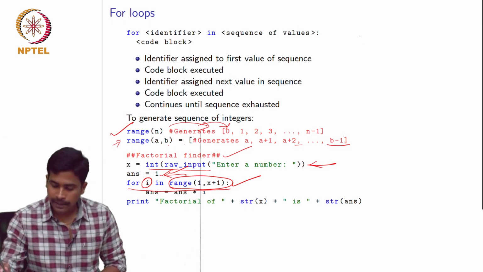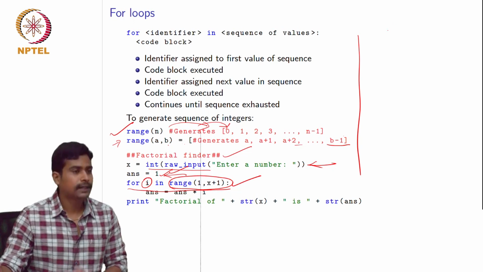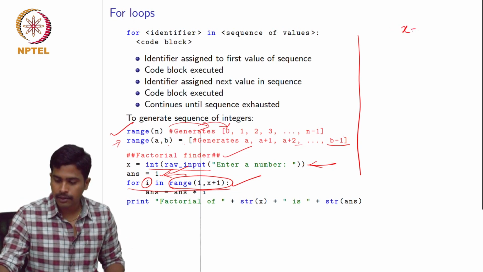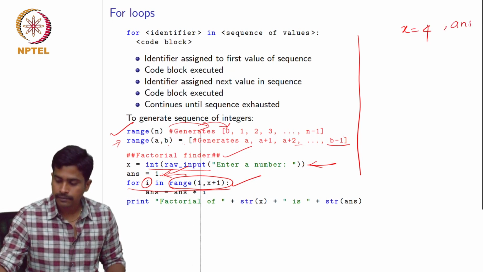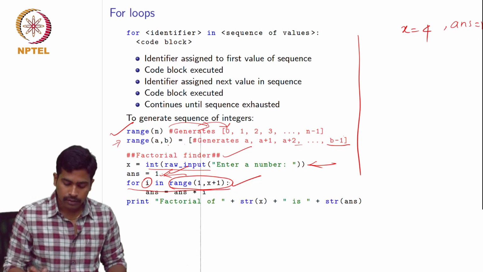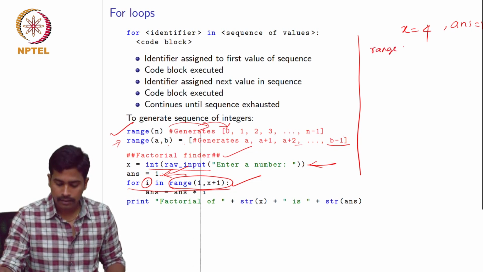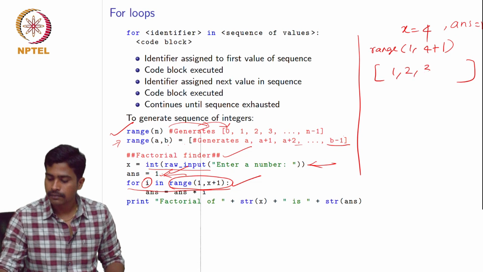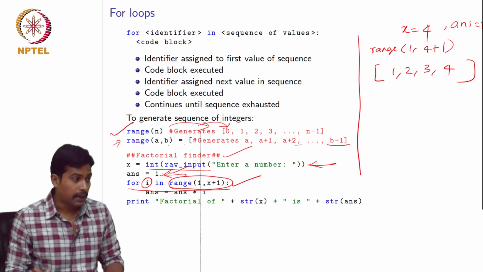Okay. So I will explain this program by using an example where we calculate the factorial of the number 4. So here x is equal to 4 and answer we have initialized to 1. Again, as I said before, the range command 1 comma 4 plus 1 will give 4. So these are the values returned by this command.